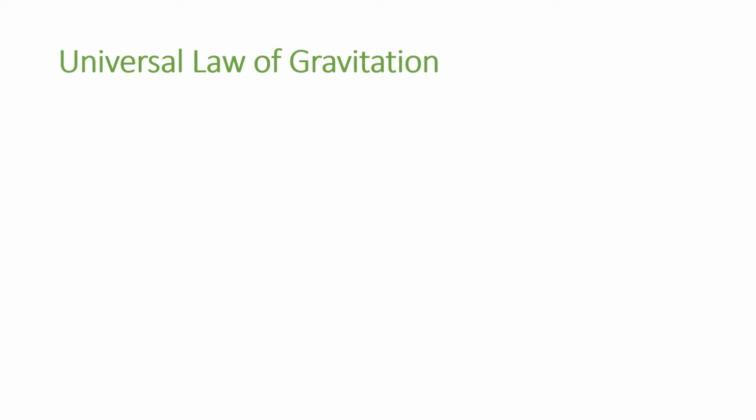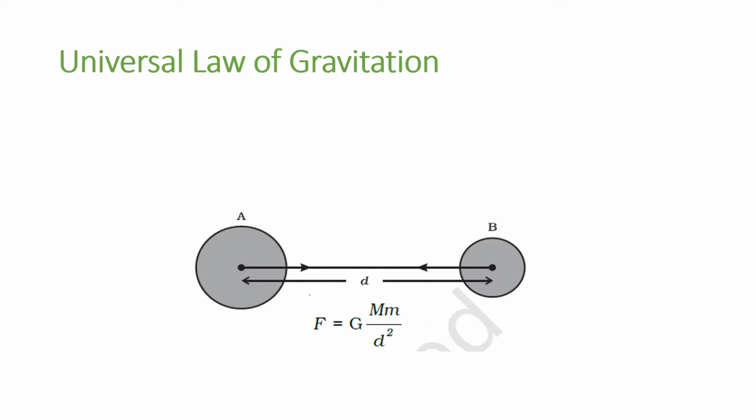Now this is for your exam. You should be able to reproduce it exactly in your exams. Let's understand what the universal law of gravitation states. Before that, let's take two objects, A and B. A has a mass, and B has a mass. Let's call the mass of A capital M, and the mass of B small m. Let's assume d is the distance between the two objects, meaning the center to center distance.